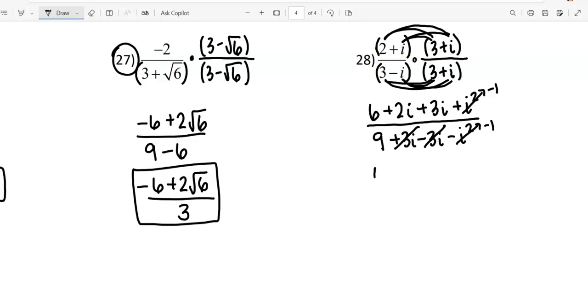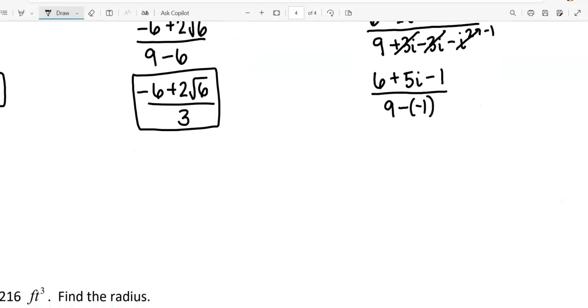So on the numerator, you'll have 6 plus, let's go ahead and combine 2i and 3i to make 5i, and then minus 1 for that negative 1. On the bottom, you'll have 9 minus a negative 1. 6 and negative 1 combine on the top to give you 5 plus 5i. On the bottom, 9 minus a negative 1 is really 9 plus 1, which is 10.